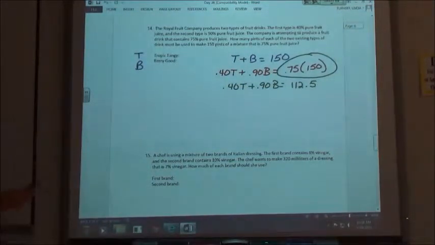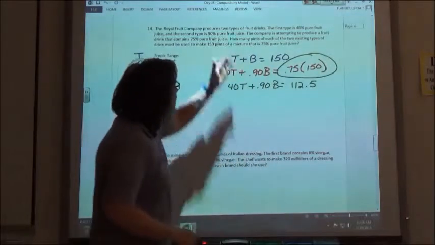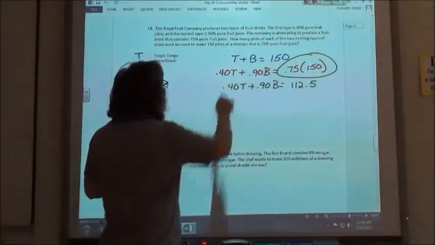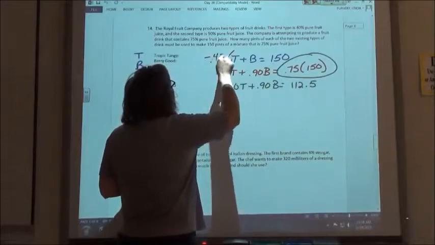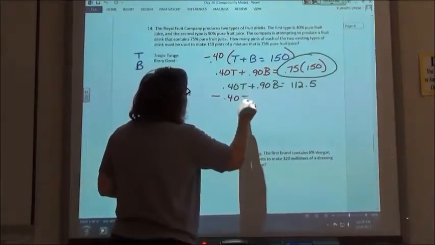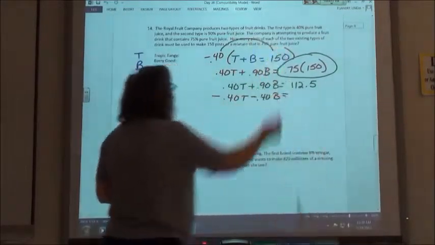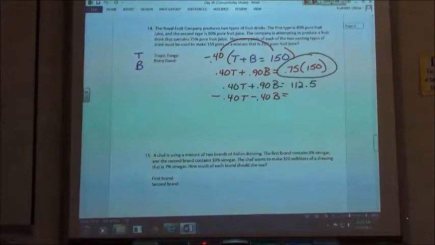So now again, I can use my elimination method. I can get rid of the T's or the B's. I'm going to do the T's and use negative 0.40. And so I'm going to have negative 40% T minus 40% B equals, and then I've got to find the negative 40% times 150. So 150 times negative 0.40 is negative 60.